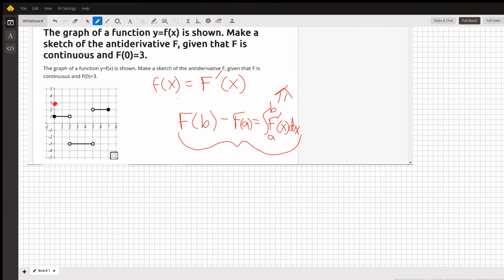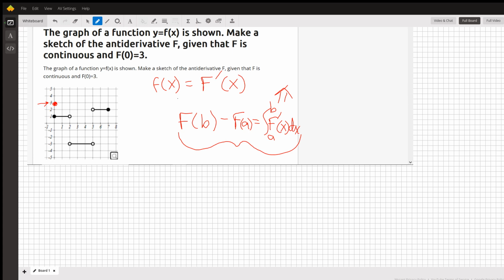The question says, the graph of a function y equals little f of x is shown. Make a sketch of the antiderivative big F, given that big F is continuous and big F of 0 equals 3. I've already drawn that here. That's what this red dot is right there. That's big F of 0 is at 3.